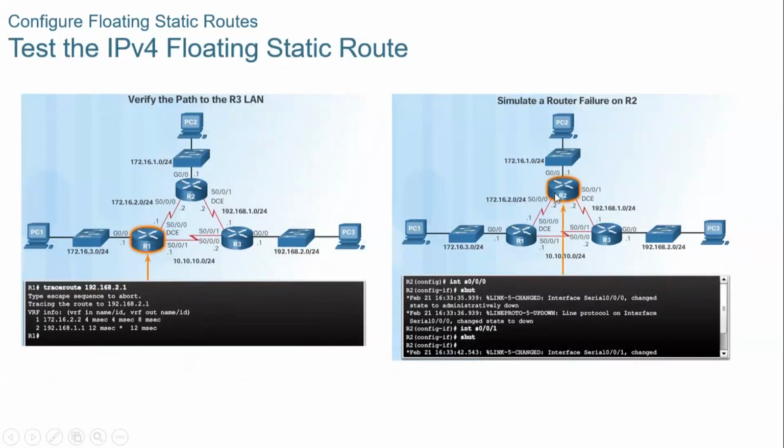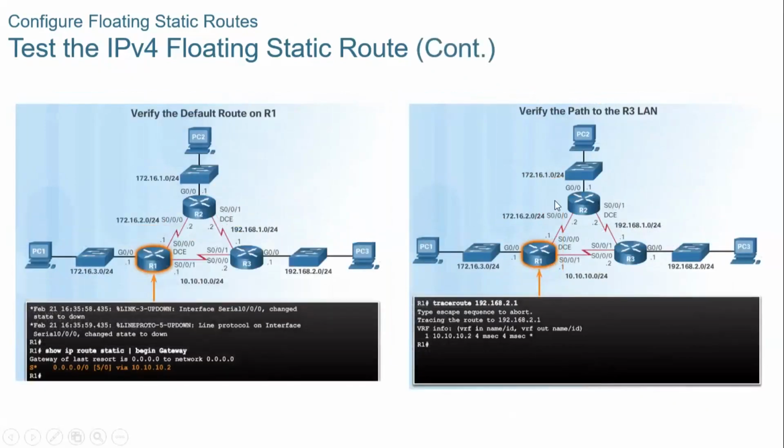So let's say we shut down this interface over here. We go into the interface and shut it down. So now it's not up. What happens to the routing table? The backup will now be in the routing table. You see that? The backup is now the one with the AD of 5 via 10.10.10.2. And if you do a trace route from R1, you would see it go to 10.10.10.2, which is this interface over here, and then to the network of 192.168.2.1.